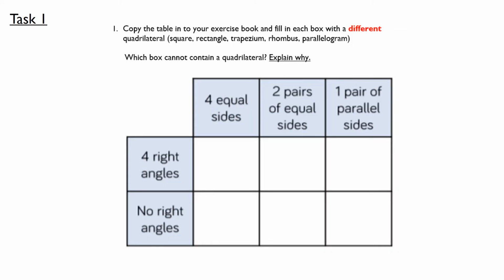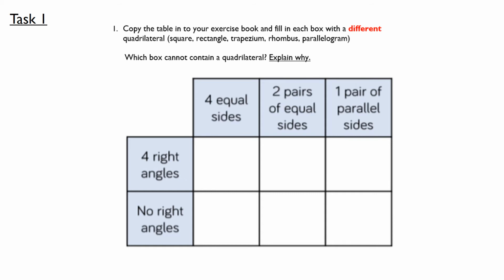Okay, Year 5, this is the first task on your worksheet. It says, copy the table into your exercise book and fill in each box with a different quadrilateral. If you have a printer, then I'm more than happy for you to print off the table and to stick it in your book. But the point is you need to put a different quadrilateral into each section of the table. So let's have a think.